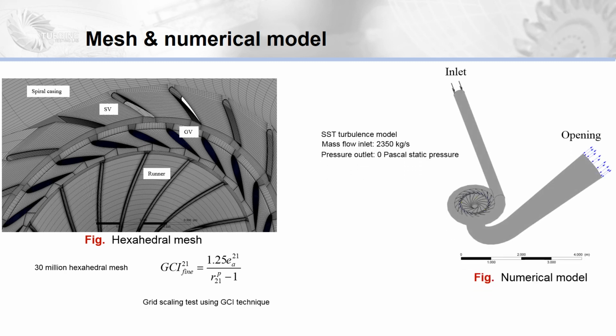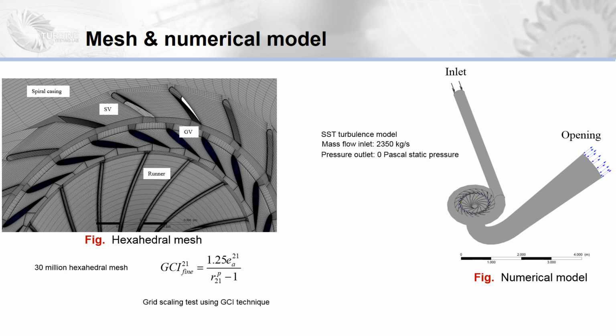This figure shows the numerical model I have used for the overall study. The domain includes the spiral casing, stay vanes, guide vanes with leakage, runner, and draft tube. The inlet of the spiral casing was extended by 10 times the diameter of the spiral casing so as to achieve uniform flow towards the inlet. An opening type boundary condition was prescribed at the outlet of the draft tube with 0 Pascal static pressure, thus allowing recirculating flow at the draft tube outlet.